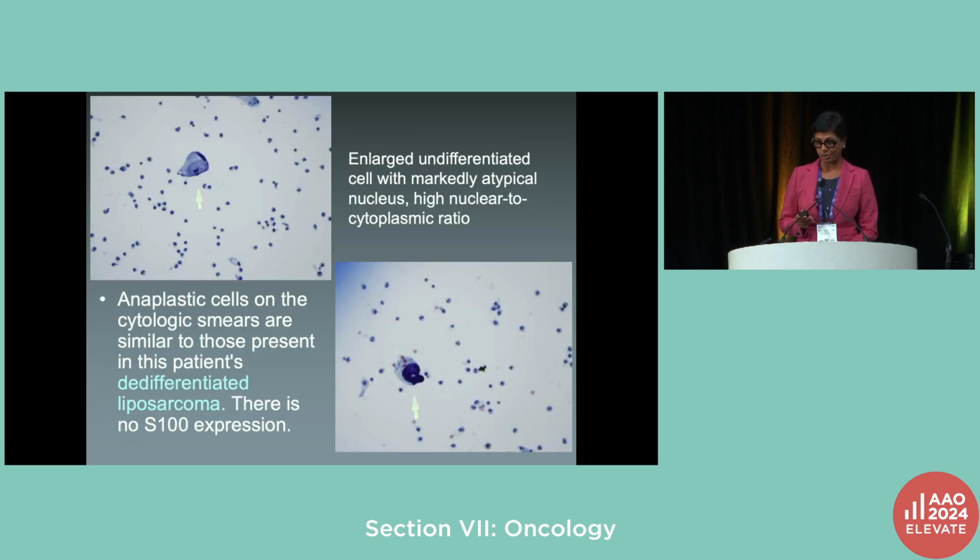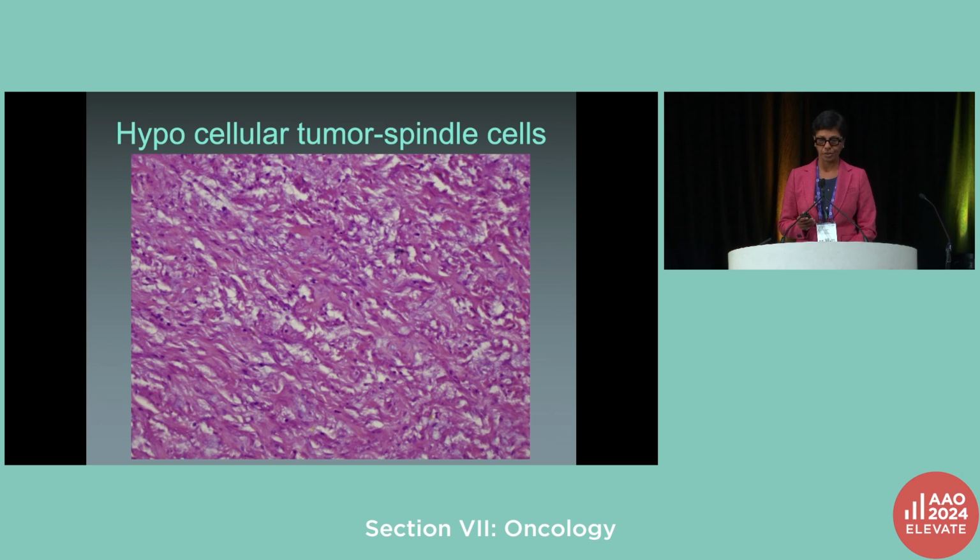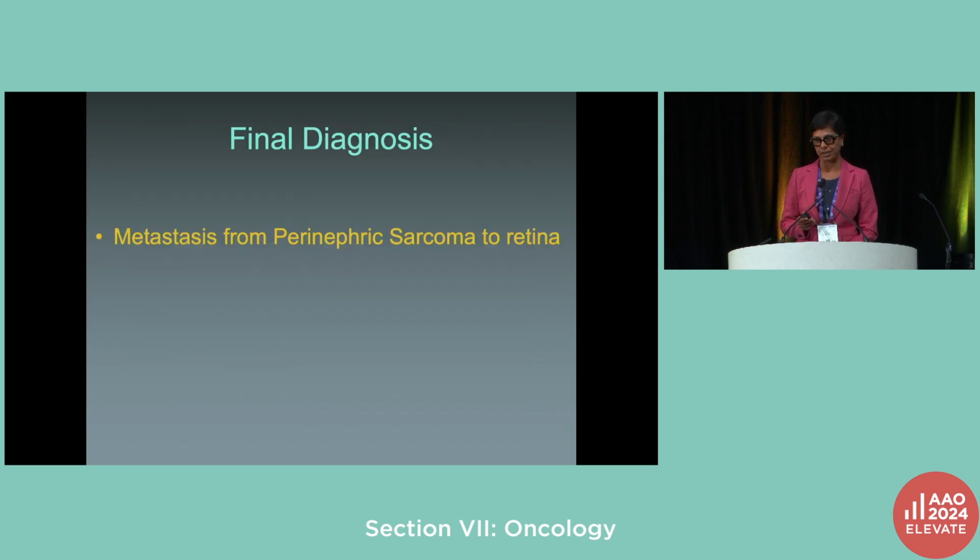The cytologist calls me and tells me, oh, she has anaplastic cells from a liposarcoma. And she'd forgotten to mention to us that she had a perinephric sarcoma that was removed several years ago. Eventually, she underwent an enucleation, which confirmed the diagnosis.